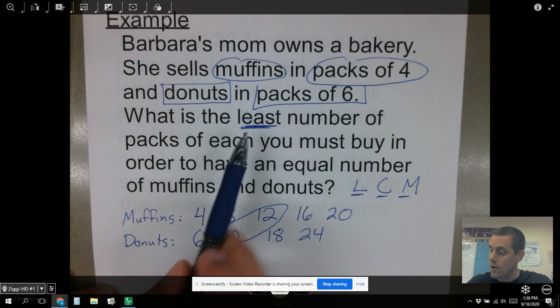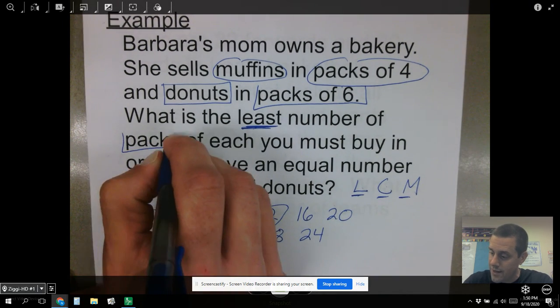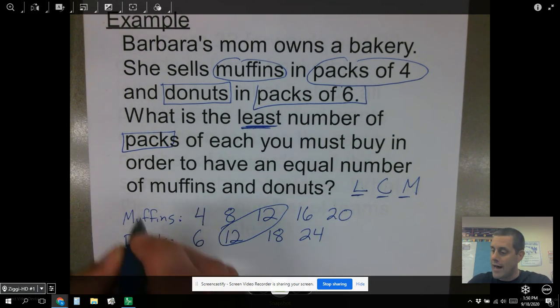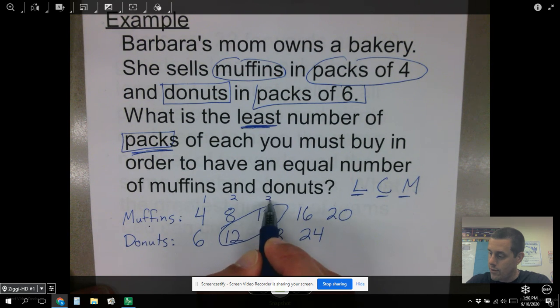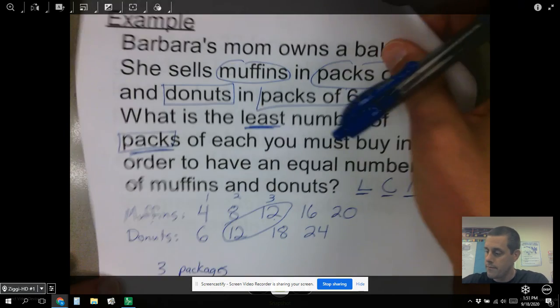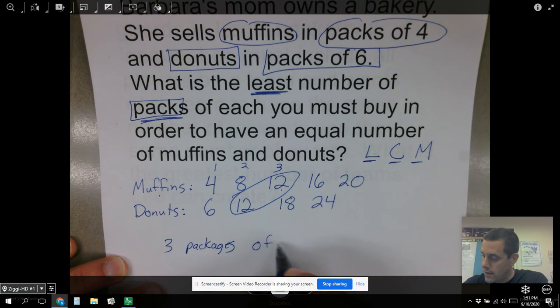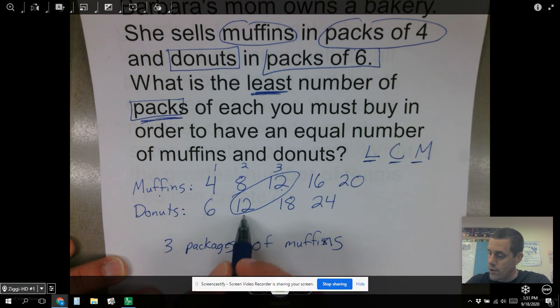But the question does not want to know the least number of donuts. It wants to know the least number of packs. So how many packages of muffins would I need to buy to get 12 muffins? Well, I would need 1, 2, 3. So I would need 3 packages of muffins. And then the donuts, to get 12 donuts, I would need 1, 2 packages of donuts.